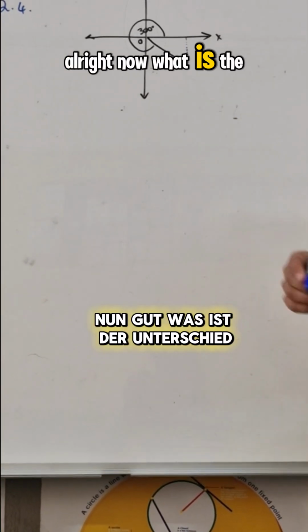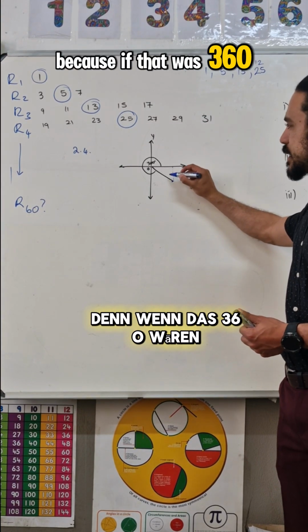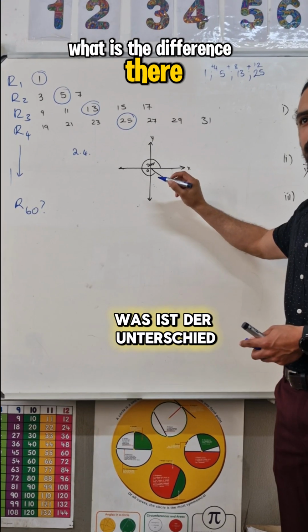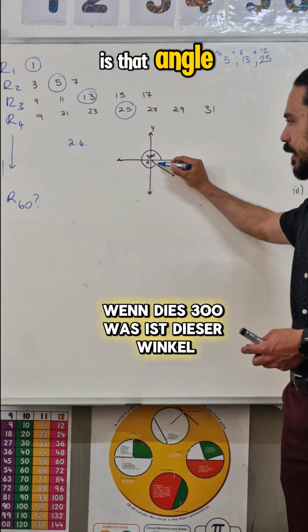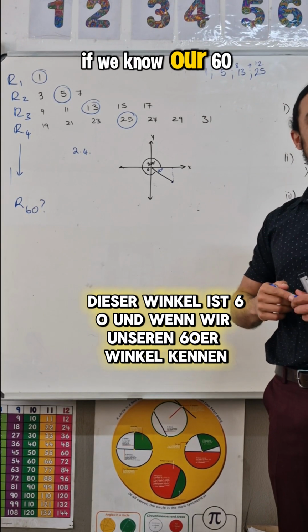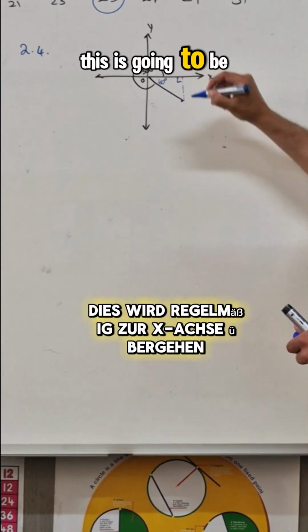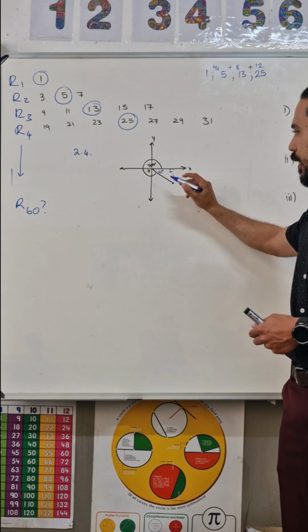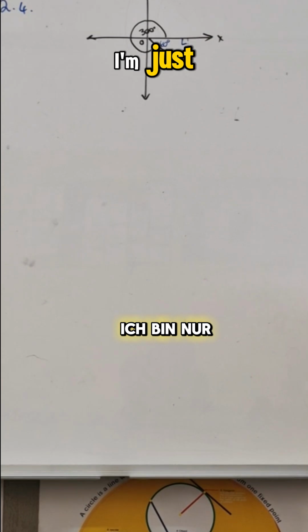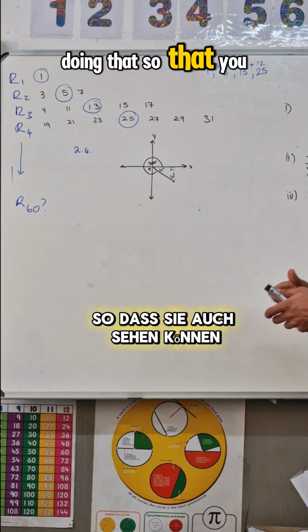Alright? Now what is the difference? Because if that was 360, the whole revolution would be 360. What is the difference there? If this is 300, what is that angle? So that angle is 60. And if we know our 60 angle, that means this is going to be perpendicular to the x-axis. That is 60 and this is 30. You don't have to put that in, I'm just doing that so that you can also see.